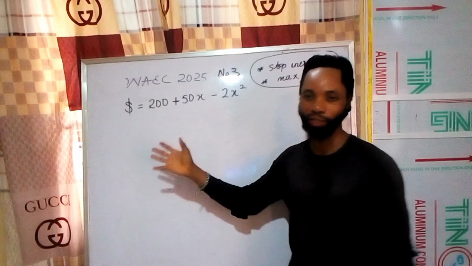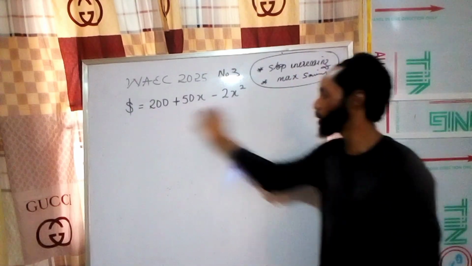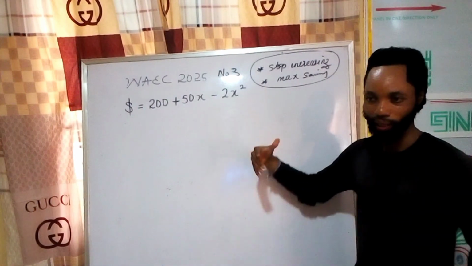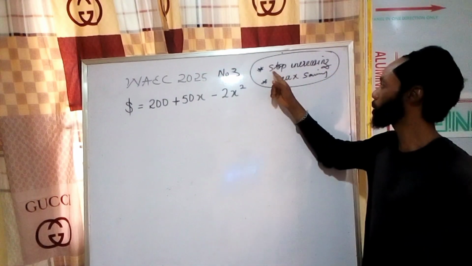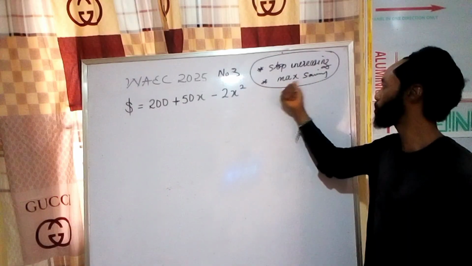It says that an electricity company installed the solar panel and the electricity savings was modeled in this function. And they are asking us, at what time will the savings stop increasing? And find the maximum saving.